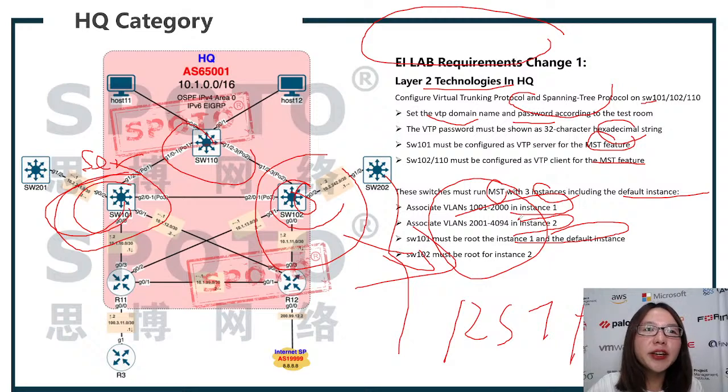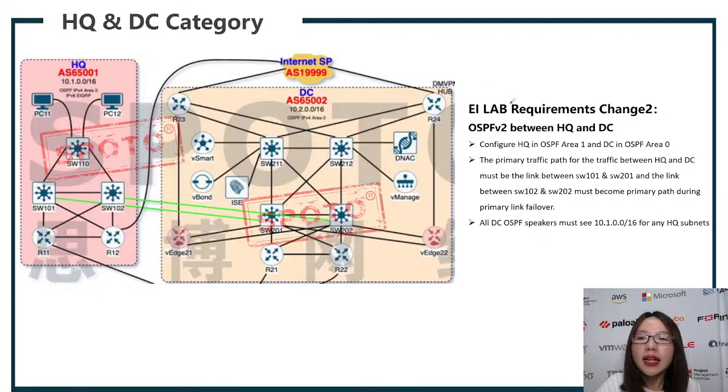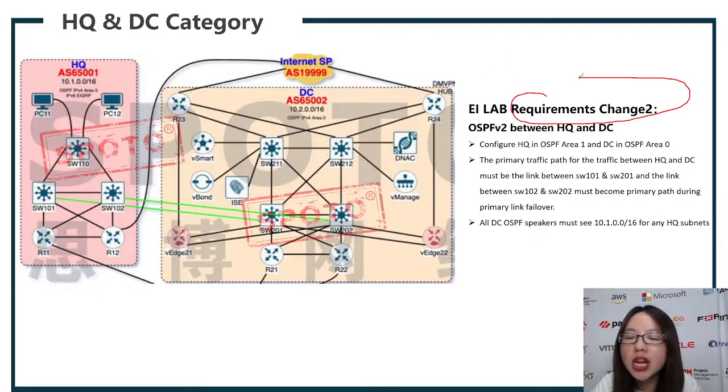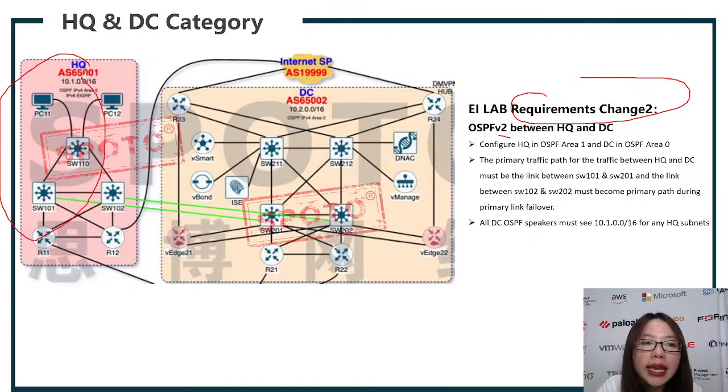So let's continue. This is the next EI Lab requirement change. It is about OSPFv2 between HQ and DC. First, we should configure the HQ in OSPF area 1, and DC in OSPF area 0. The primary traffic paths are about these two paths.